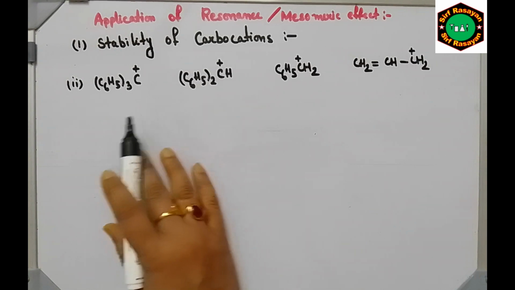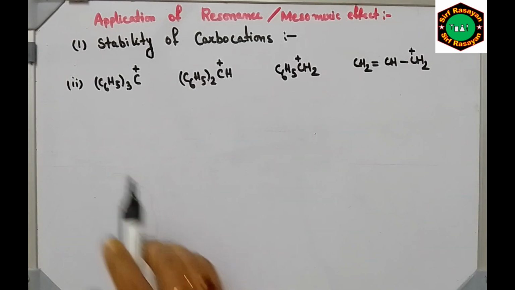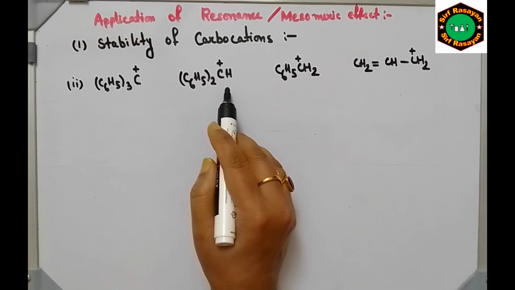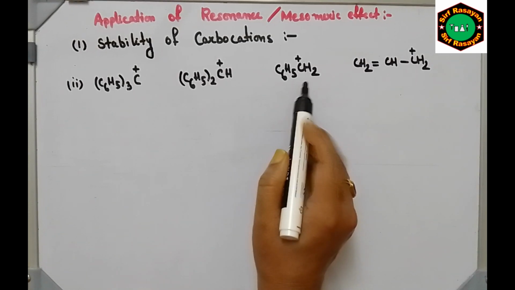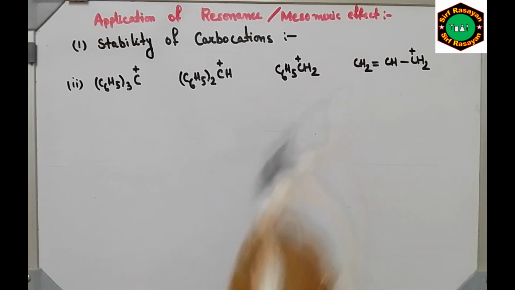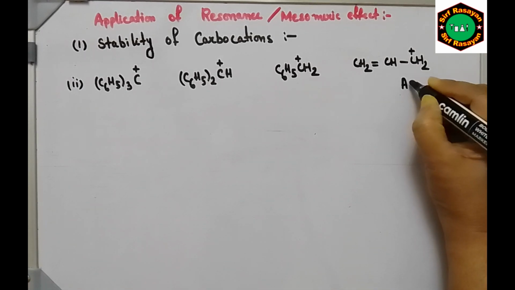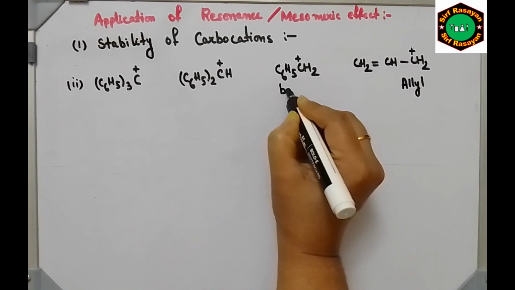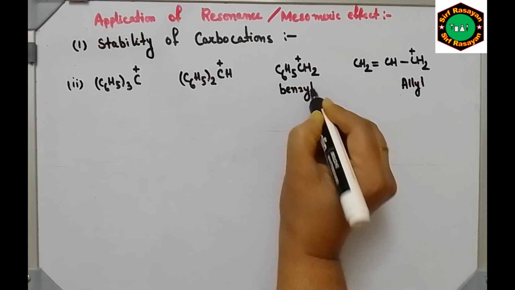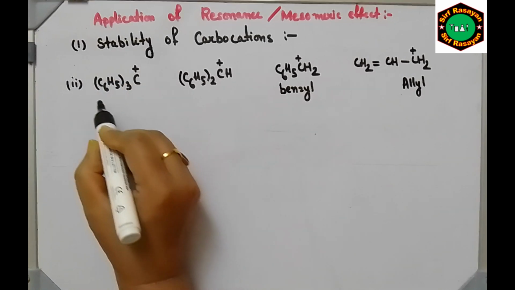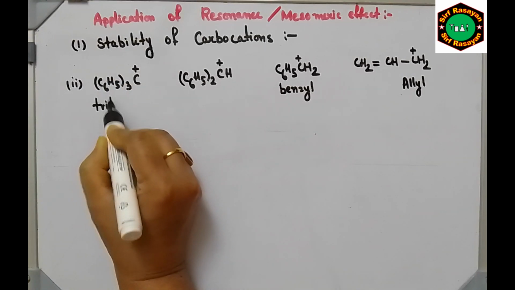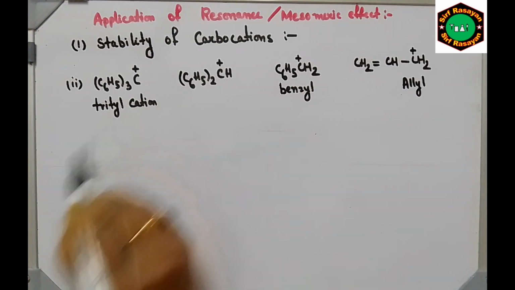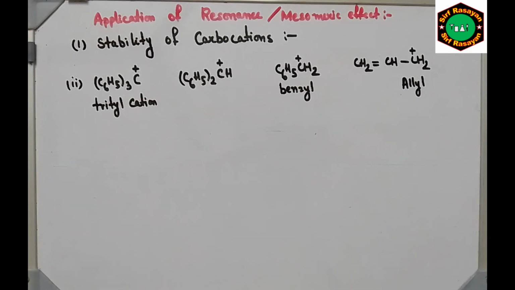Now see here you are having 4 carbocations. This is triphenyl methyl, this is diphenyl methyl, this is benzyl carbocation, and this is allyl, the allylic carbocation. And this one is also called trityl cation. So you have to show the stability order.